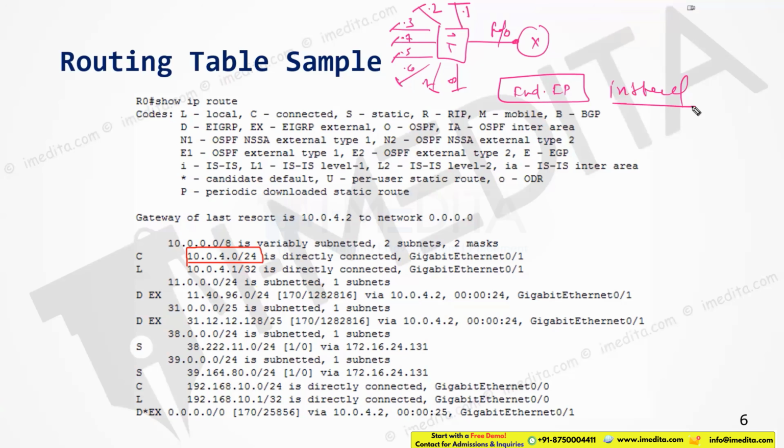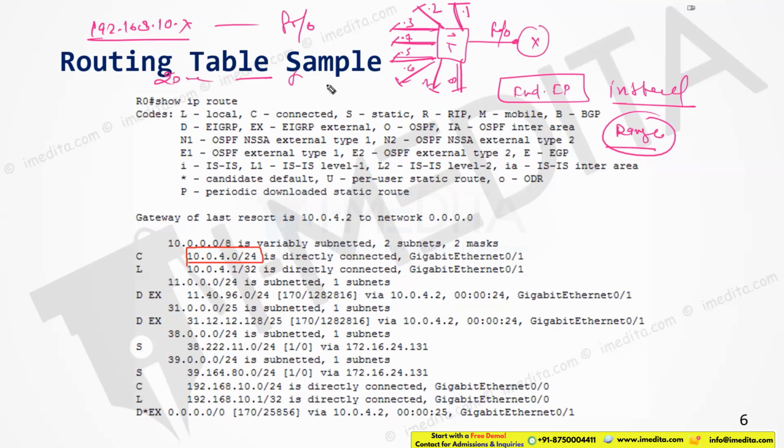Instead, the router is not going to maintain the information about these individual IPs in the routing table. Instead, the router is going to maintain a range: if you want to go to this 192.168.10 network, then you have to exit out of interface 0/0, then 20.0, then 0/1, then 30.0, then here or there.